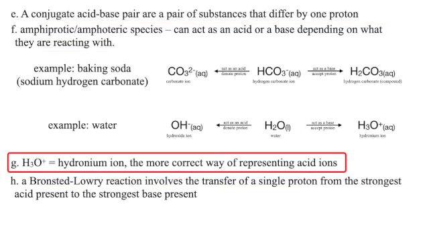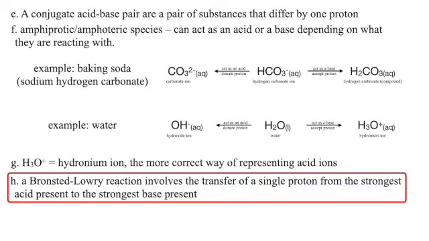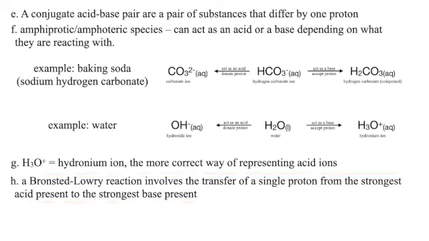Okay, let's talk about that hydronium ion. In this subject, we use Bronsted-Lowry more often than we use Arrhenius, and so I say here it's the more correct way of representing acid ions. And a Bronsted-Lowry reaction involves the transfer of one proton from the strongest acid to the strongest base. So we'll show you some examples of this. Okay, so we have a table in the data book.